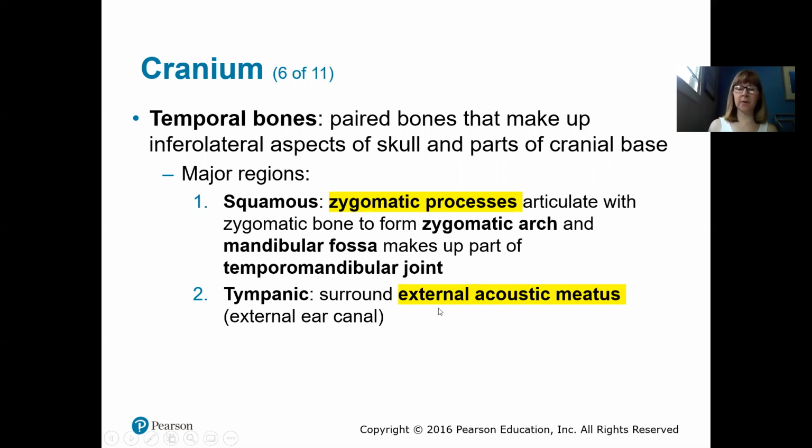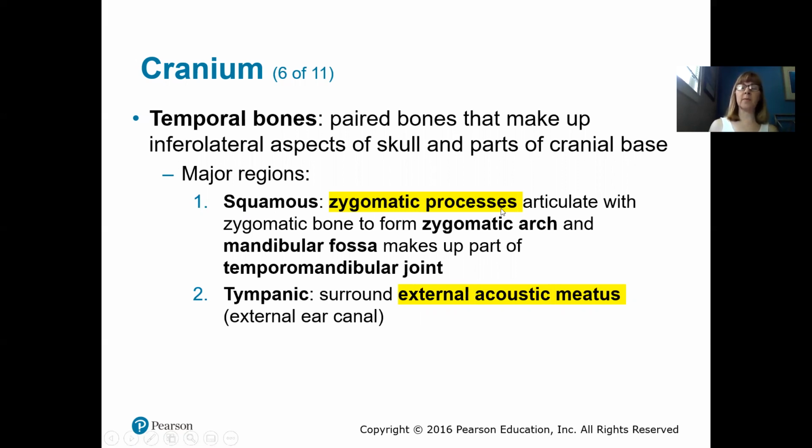So external meaning outside, auditory meaning your ear, think of hearing, and meatus, remember it's like a meatier hole, like a bigger hole. Okay, so that's your external ear canal. So that's really important to remember. That's one that'll come up again and again, because when we get later on to study special senses, that will come up again, okay?